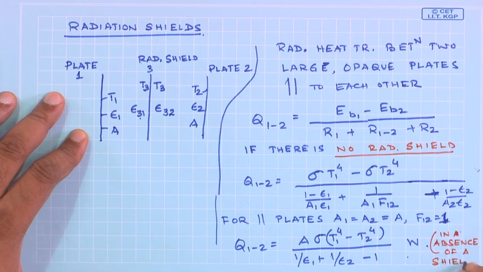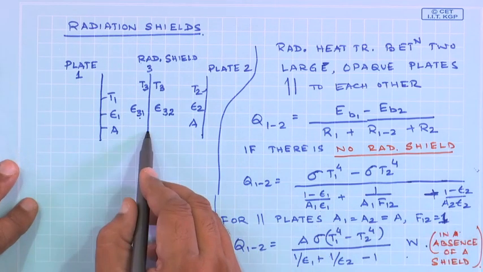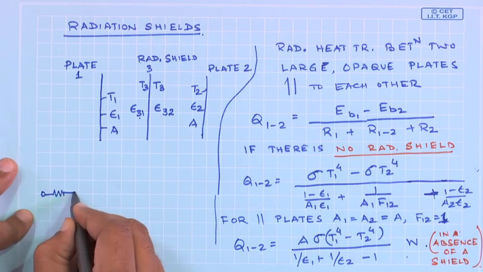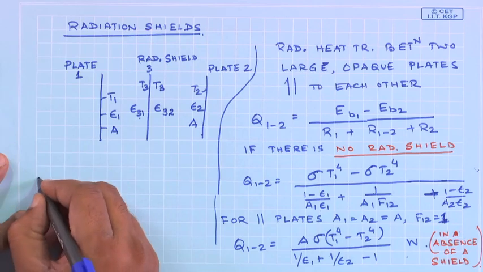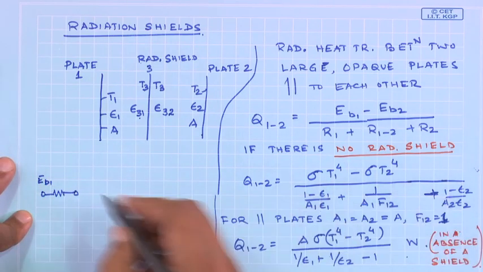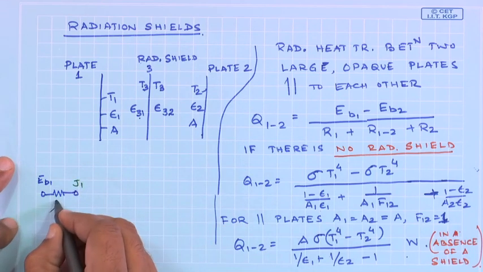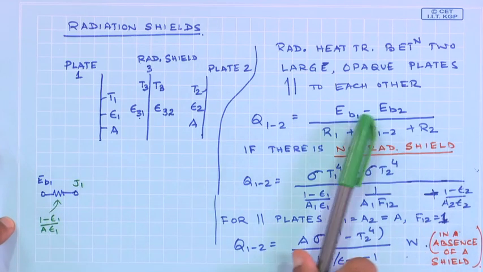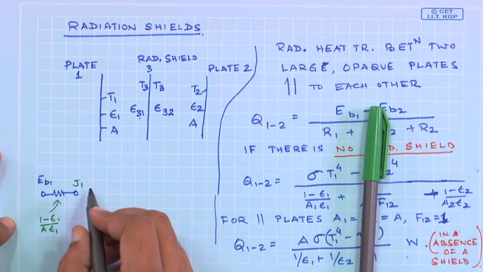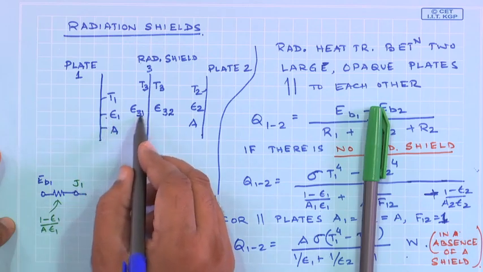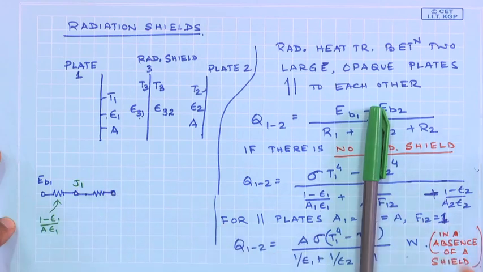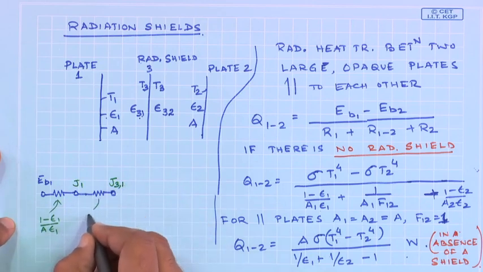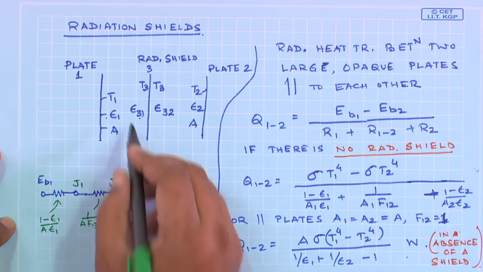Now, let us say we have a shield in between these two. So, I'll draw this circuit diagram over here. For this one it is going to be EB1, this one is going to be J1, and the resistance here is 1 minus epsilon 1 by A epsilon 1. So, I take the A to be the same. Then between J1 and J31, so this is J3 facing 1, this should be 1 by A F13, this is the resistance.